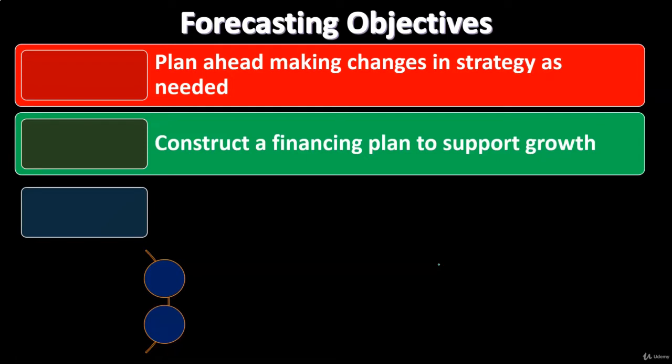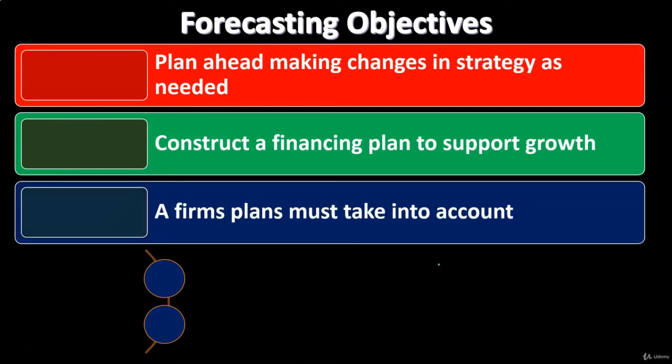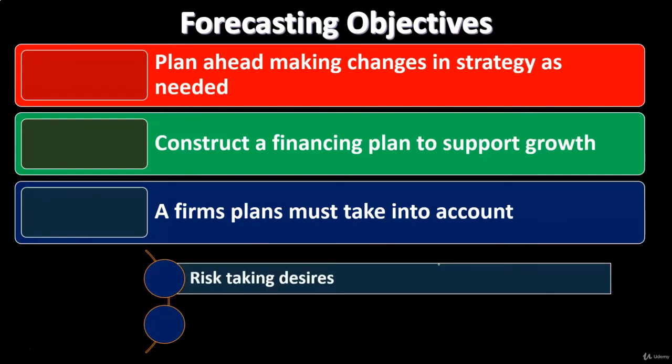We're going to construct a financial plan to support growth. So we're hoping that the growth is going to be in the future. We need a financial plan in place so that we can support that growth. A firm's plans must take into account the risk-taking desires of the people in charge. So when we're thinking about a company's growth potential, or what's going to happen in the future, we have to take into consideration how much risk somebody wants to take on when pushing into the future.